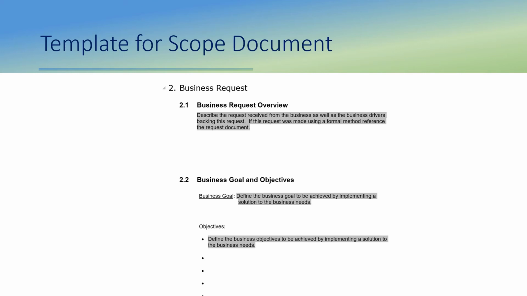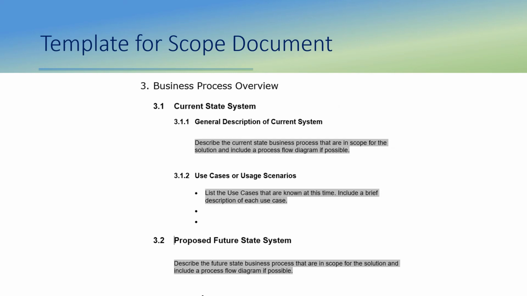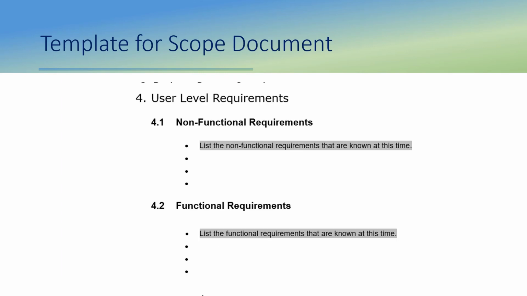It shall include the drivers, an overview of the business request, and business goals and objectives. It elaborates success criteria for the deliverable or the result, and lists the constraints, assumptions and dependencies. The scope document shall include the as-is and to-be state of the system, and list all non-functional requirements and functional requirements that are in scope to avoid ambiguities. Out of scope items can also be included in a separate section.